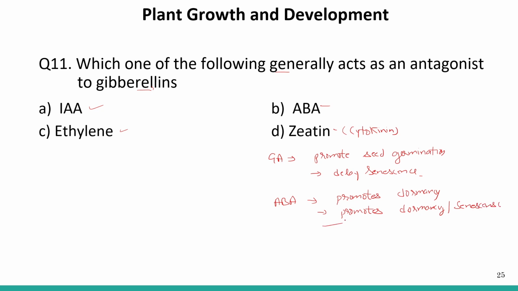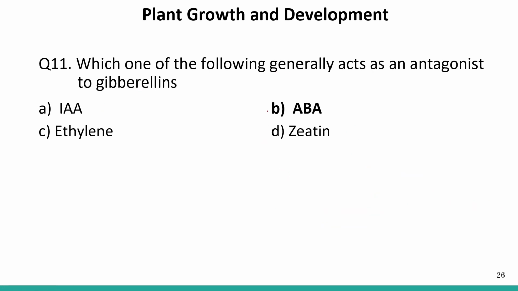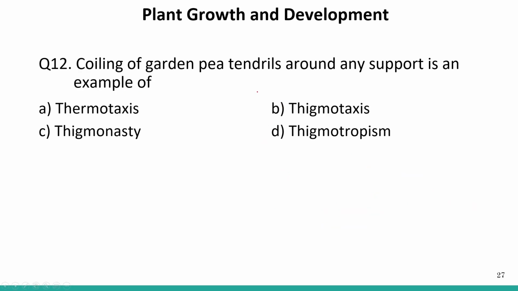It promotes abscission also, whereas gibberellic acid acts opposite to ABA. So what should be the correct answer? ABA. Next question: coiling of the garden pea tendrils around any support is an example of thermotaxis.